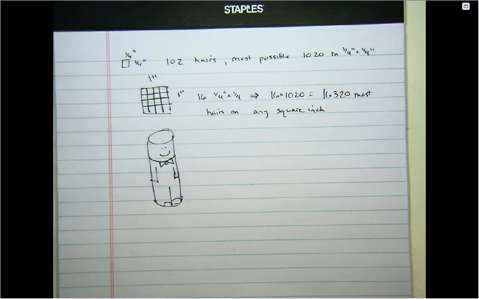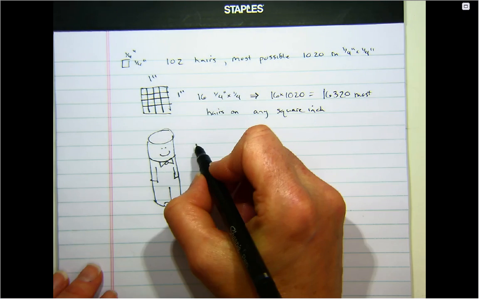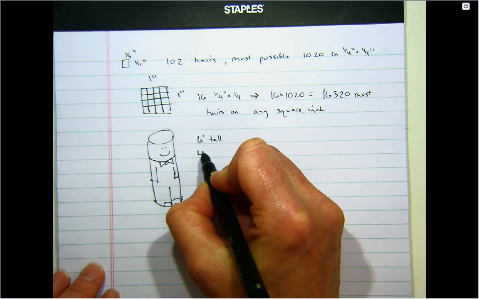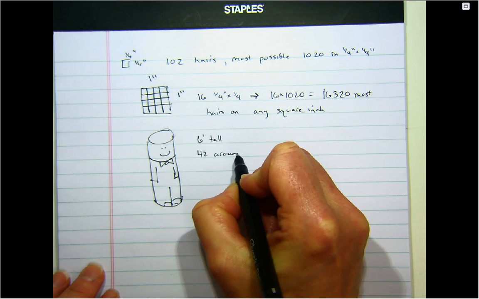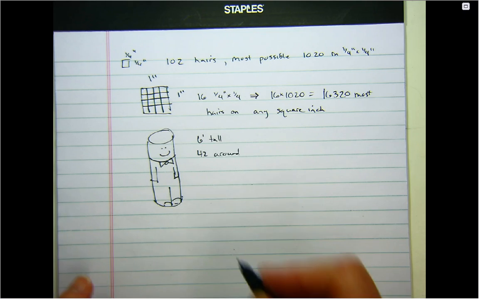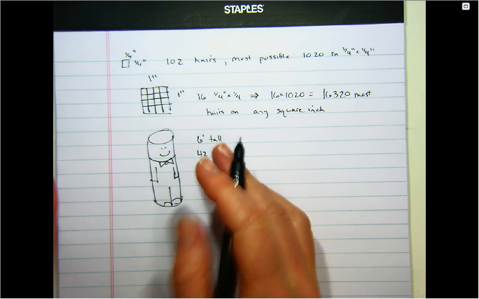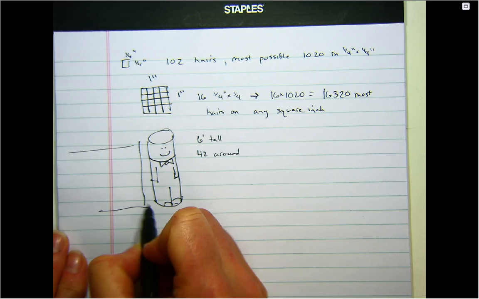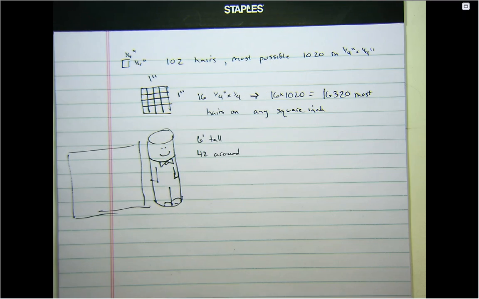So Bob is 6 feet tall and 42 inches around. Okay, so we're looking for square inches of skin here. So if we unrolled Bob's skin from around his body, it would make a rectangle, because Bob's a cylinder.